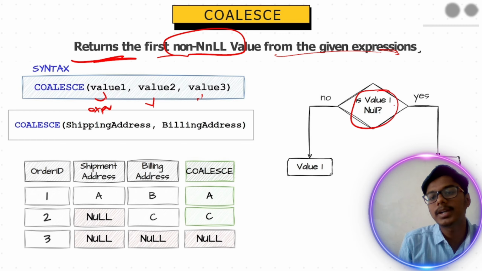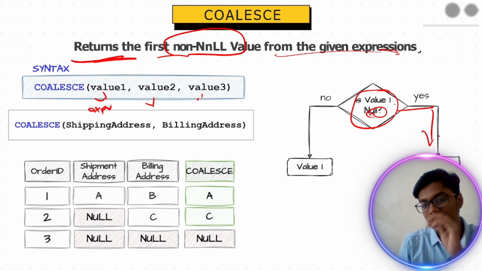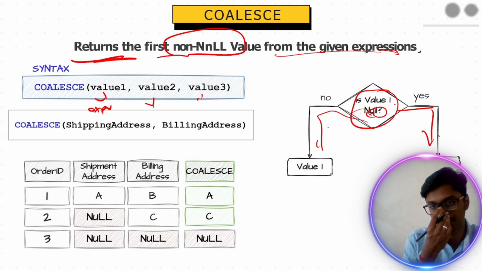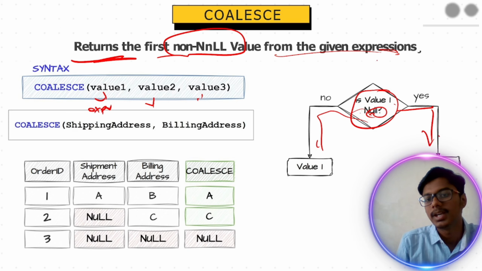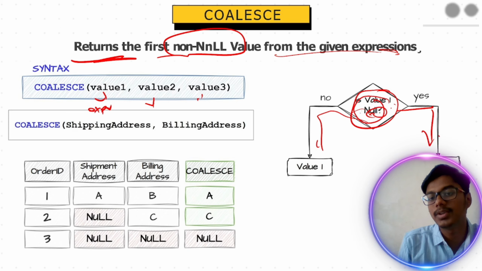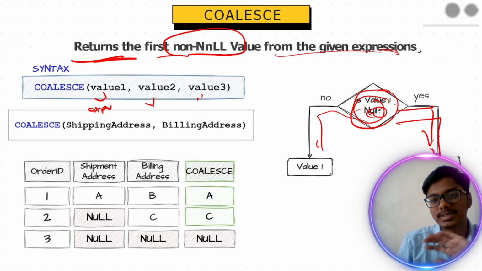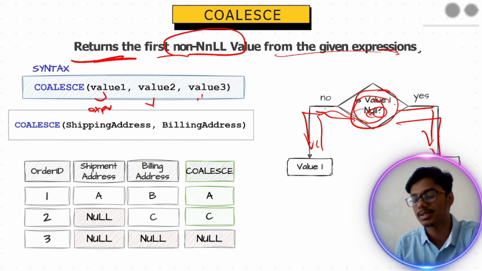Whether the value 1 is null, it checks whether the value 1 is null. If yes, it goes to the value 2, and it checks whether the value 2 is null. If the value 1 itself is null, it goes to the value 2. That's what I'm clearly explaining, right? If the value 1 is not null, it remains the value 1. That's how COALESCE works, right?